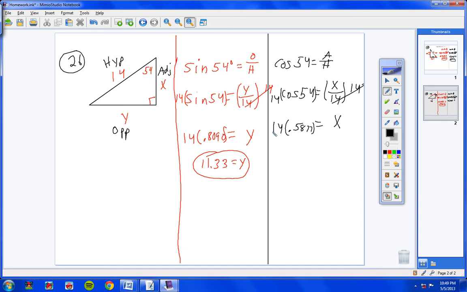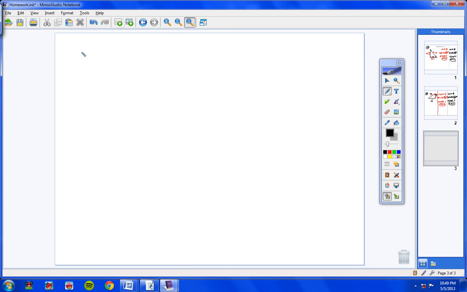0.5877, and then multiply that by 14, and you should get 8.23. 8.23. So we found the lengths of x and y. All right, let's go on and take a look at number 27. Number 27 looks like this.